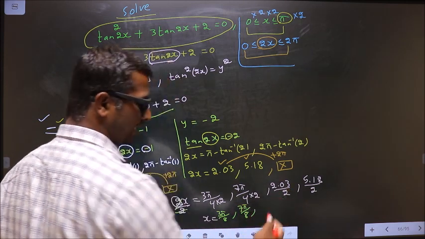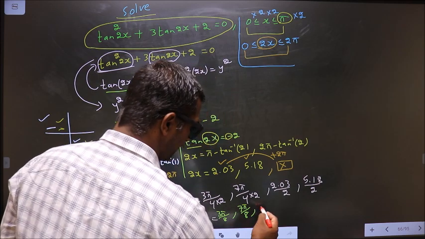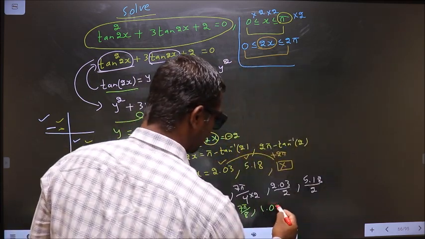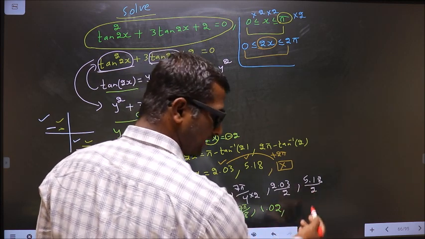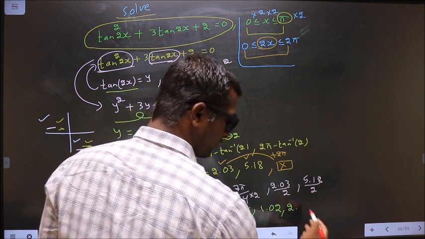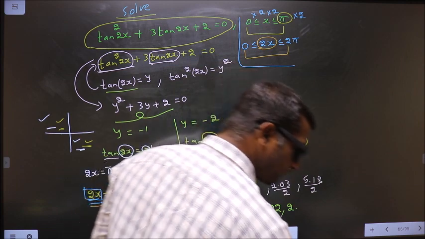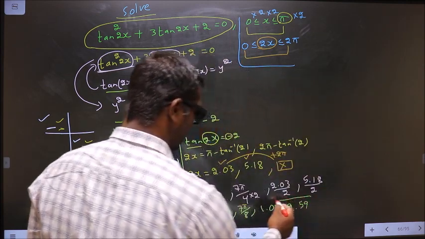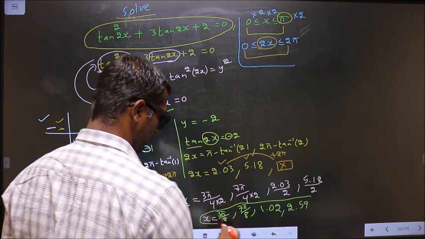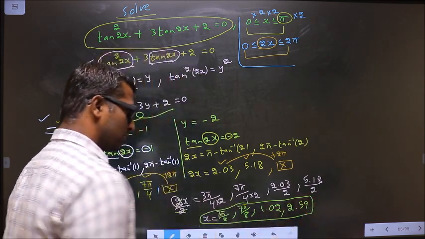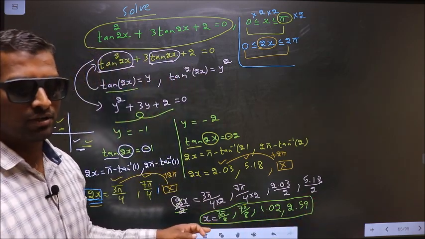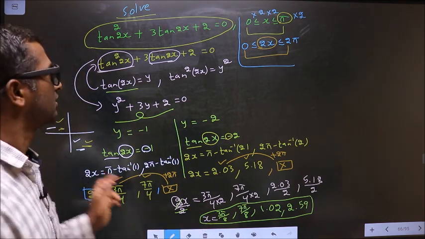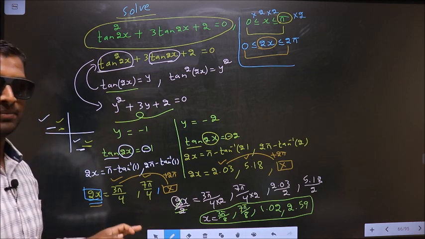Put this in the calculator, you get 1.02. Put this in the calculator, you get 2.59. So these are the values we got for x. This is our answer. Am I clear?